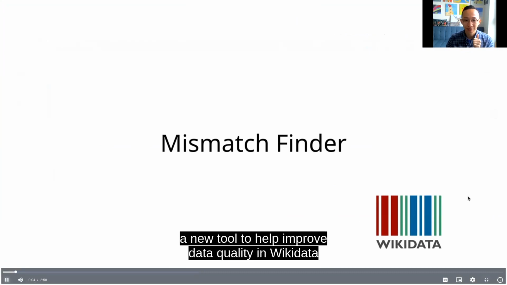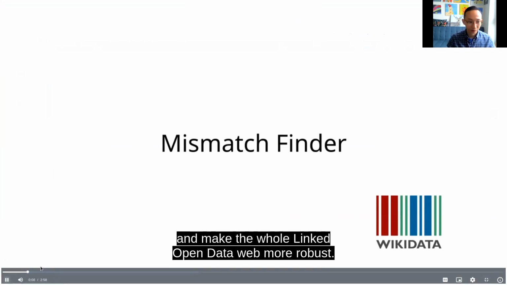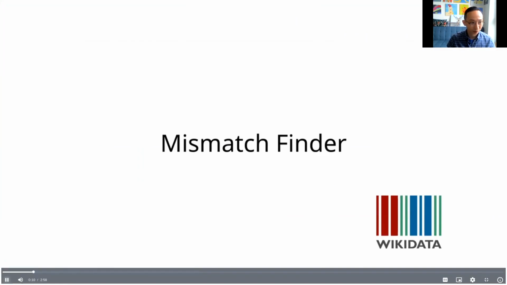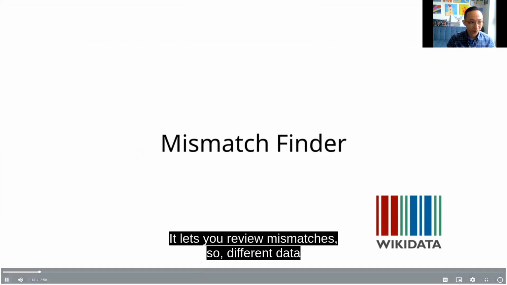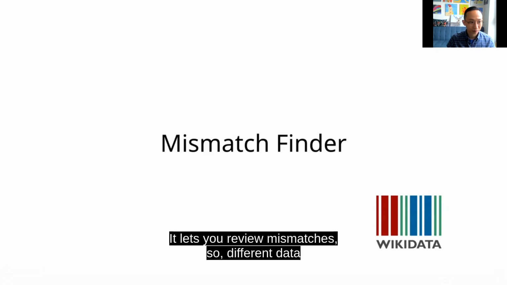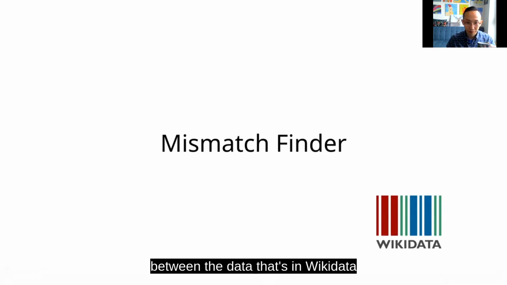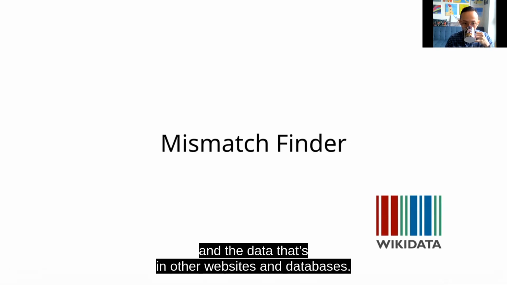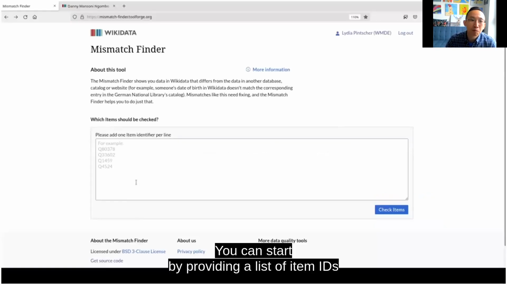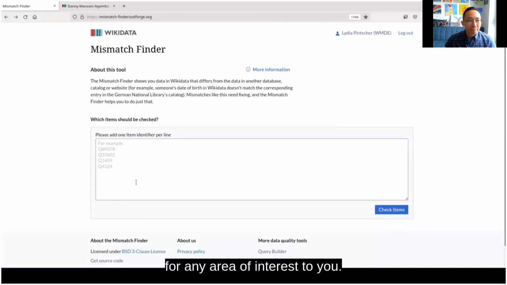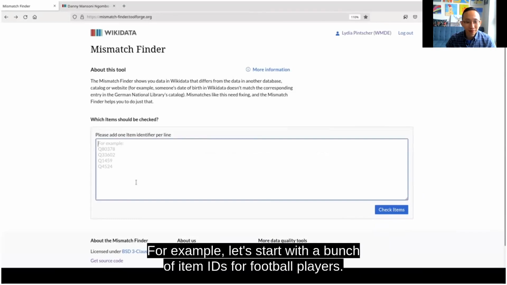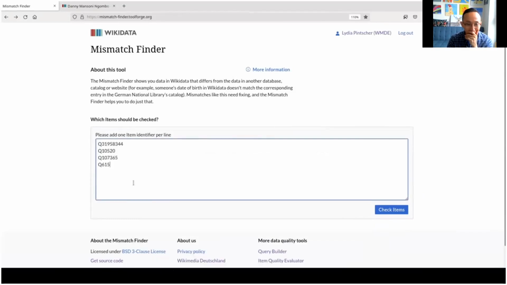A new tool to help improve data quality in Wikidata and make the whole linked open data web more robust. It lets you review mismatches, so different data between the data that's in Wikidata and the data that's in other websites and databases. You can start by providing a list of item IDs for any area of interest to you. For example, let's start with a bunch of item IDs for football players.